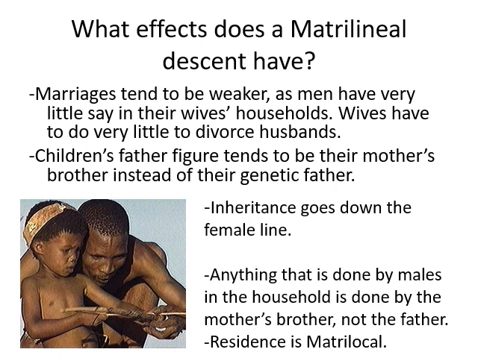Often a child's father figure tends to be the mother's brother instead of the genetic father. That doesn't mean that the child doesn't know at all who the genetic father is, but instead that uncle will stand in place of the father, teach them any roles that are considered gender male, because that person is related to them through a woman. Inheritance, of course, goes down the female line, and anything that is done by males in the household is done by the mother's brother, not the father.